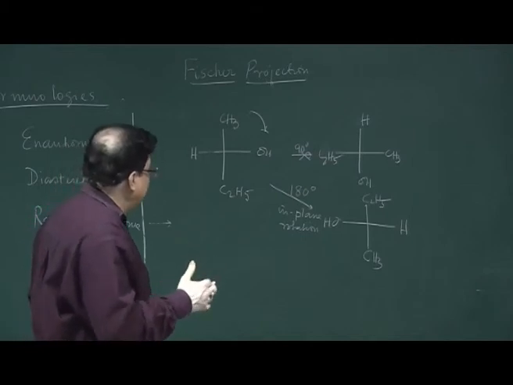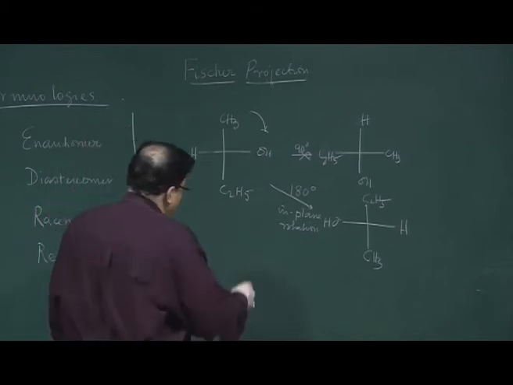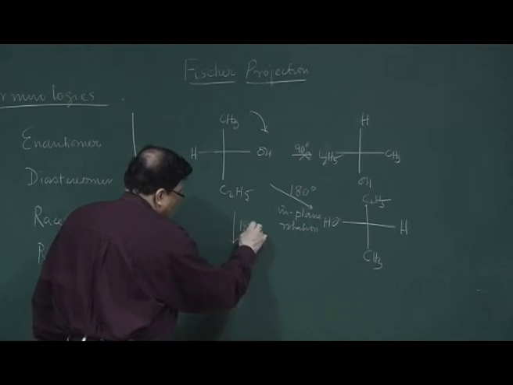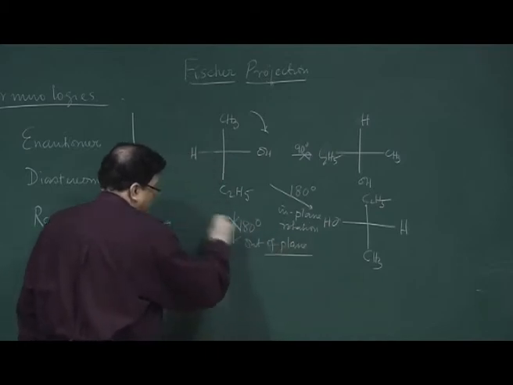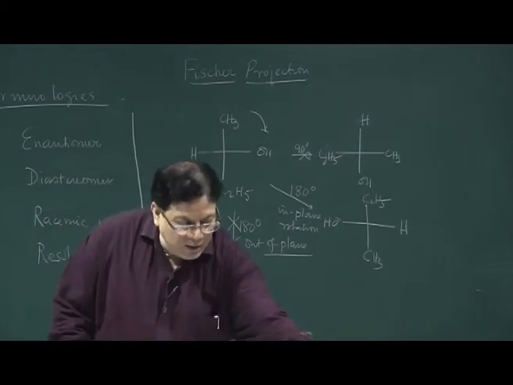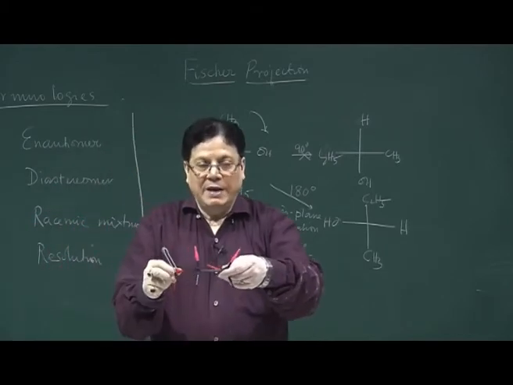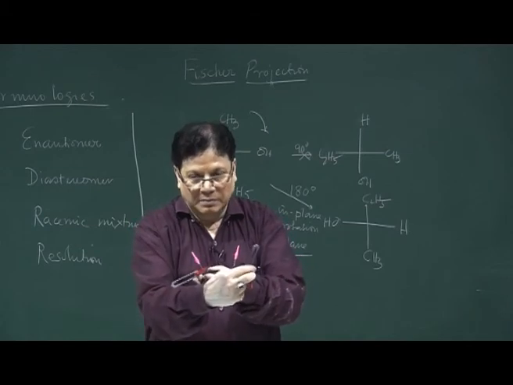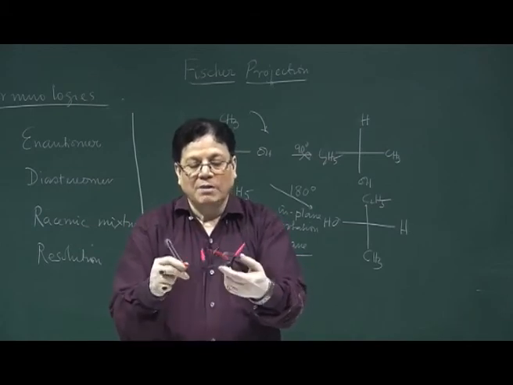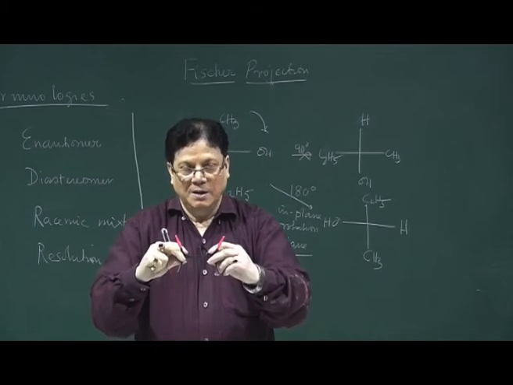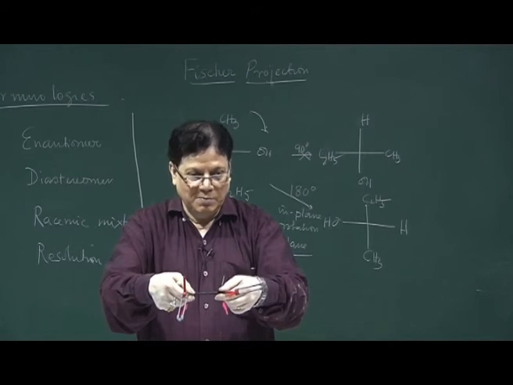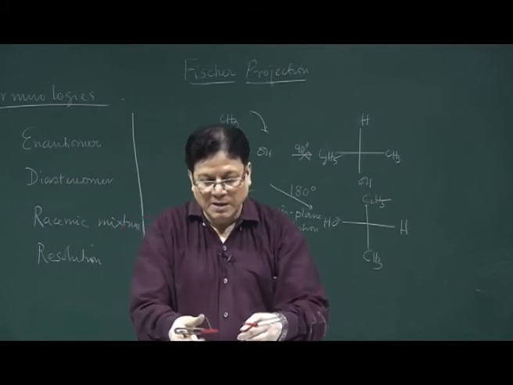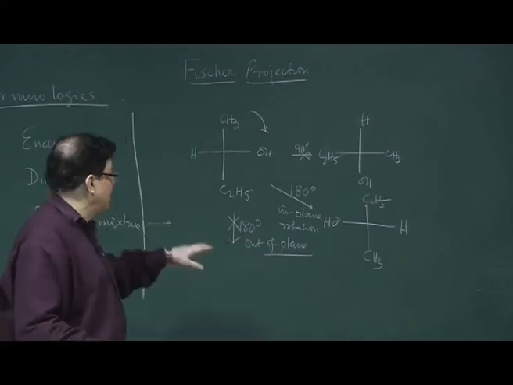What other things are allowed or disallowed? Disallowed is 180 degree out of plane rotation. See, there are two ways of doing 180 degree rotation. Either you rotate it in the plane, that is one way of rotation, or you can rotate it 180 degree out of plane, that means you take the molecule out of the plane and then again put it in the plane. So, these are the two ways. So, 180 degree out of plane rotation is not allowed.